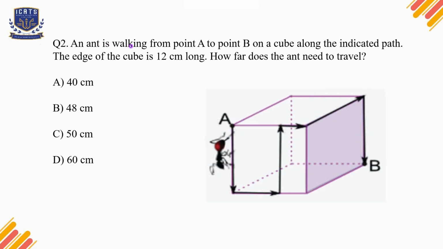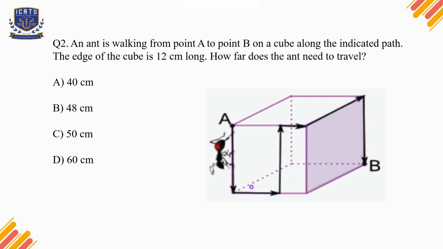Question number 2. An ant is walking from point A to point B on a cube along the indicated path. The edge of the cube is 12 centimeters long. How far does the ant need to travel? Option A is 40 centimeters, option B is 48 centimeters, option C is 50 centimeters, and option D is 60 centimeters.